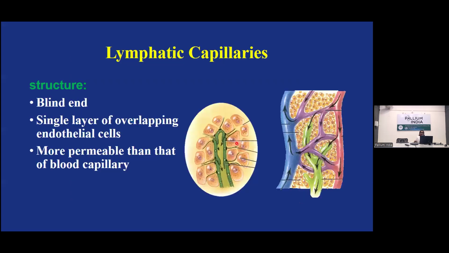Coming to the lymphatic capillaries, it has a blind end, a single layer of overlapping endothelial cells, and is more permeable than blood capillaries. It is more permeable so that they are able to absorb bigger molecules also. Clear?